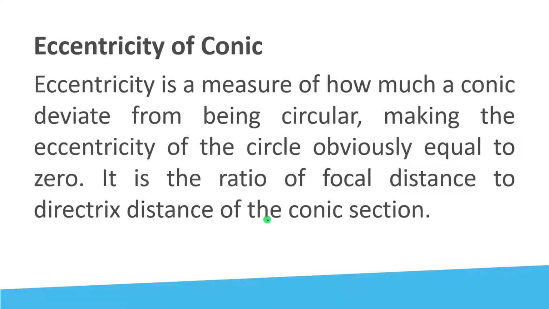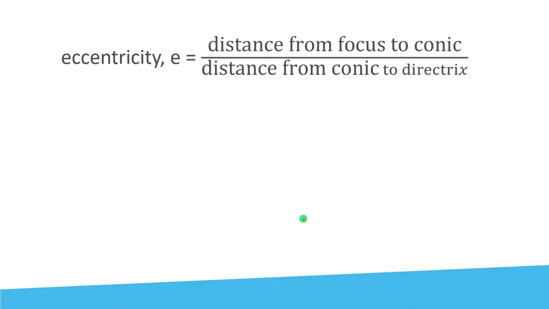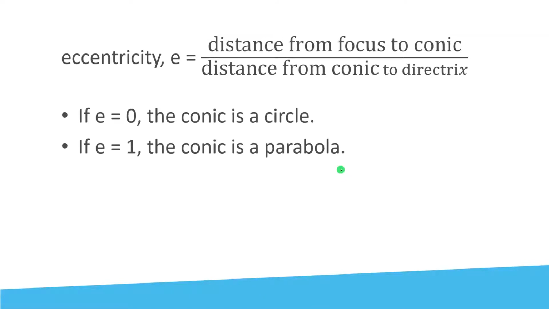Eccentricity of a conic is a measure of how much a conic deviates from being circular, making the eccentricity of the circle obviously equal to 0, and it is the ratio of focal distance to directrix distance of the conic section. So to compute the eccentricity, it's just equal to the distance from the focus to the conic all over the distance from the conic to the directrix.